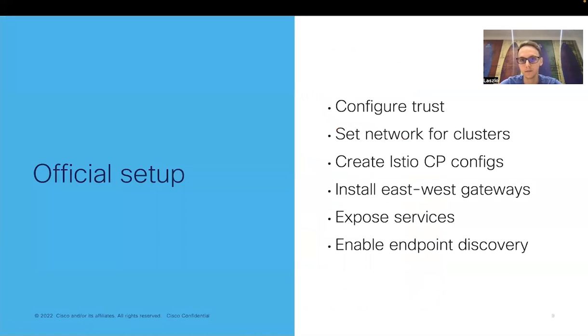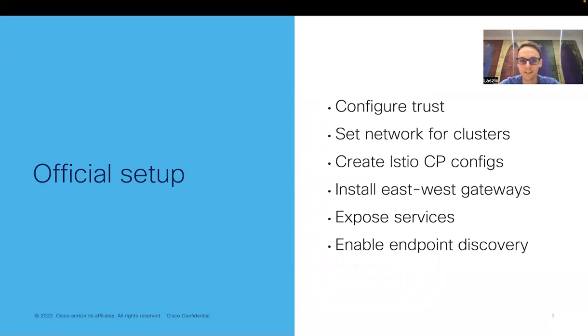To set this topology up, according to the upstream Istio documentation, you need to do several steps, which are here in bullet points. You need to configure the trust relationship between these two clusters. You need to set the networks so that they are communicating over the east-west gateways. You need to install the east-west gateways. You need to create and configure the Istio configurations, and expose the services between the clusters so that they can be reached from one another. And also you need to enable endpoint discovery, because istiods need to know about the available endpoints from the other cluster as well.